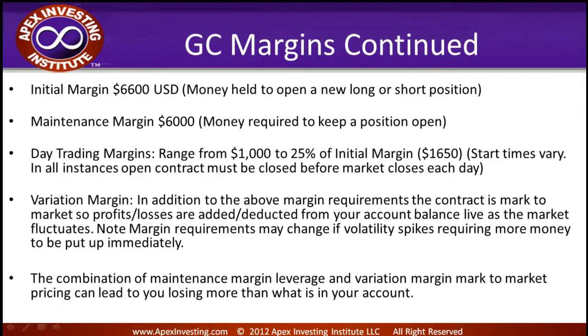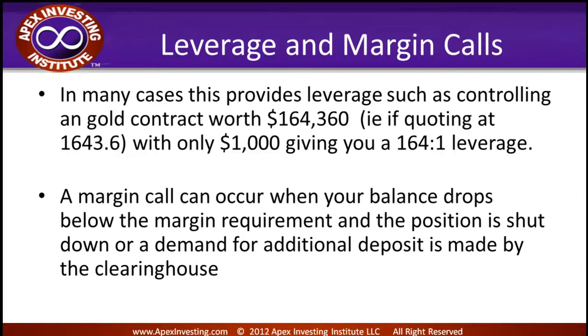Well, the combination of maintenance margin, leverage, and variation margin mark-to-market pricing can lead you to actually losing more than the amount of money that's in your account. The reason for this is you get access to massive leverage on margin. You're controlling $164,000 with only $1,000, giving you 164 to 1 leverage. And a margin call can occur when your balance drops below the margin requirement, and the position can be shut down, or if it's not shut down in time by the broker, they can demand the additional deposit be made by you, which could exceed the amount of money in your account.